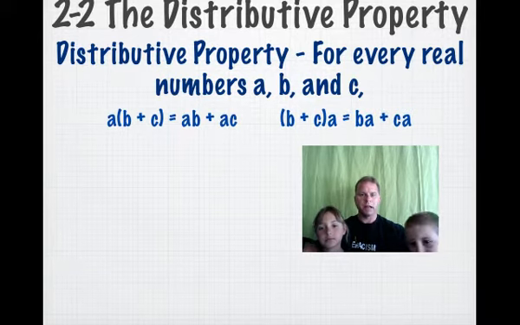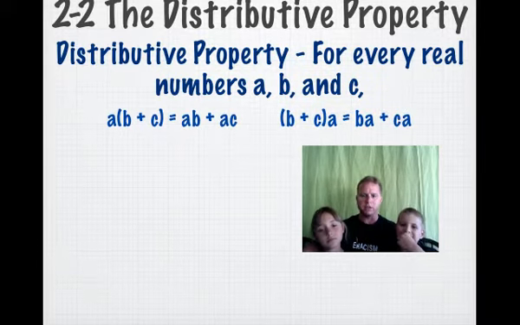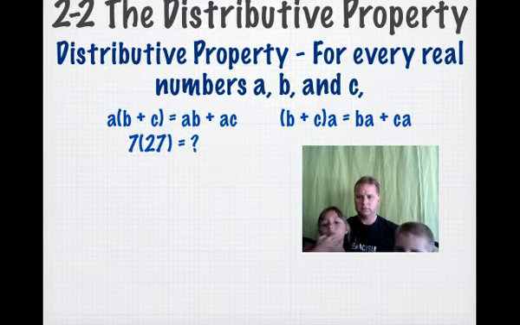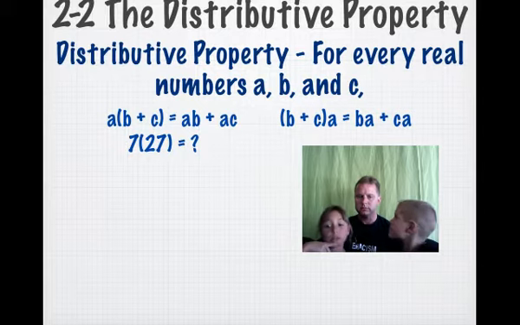Okay, so a can be in the front or it can be in the back. So you can have the quantity b plus c multiplied by a is equal to ba plus ca. Does that mean, like, in any order, they could be the same if they're just the same numbers? Kind of, and I'll explain more as we go along.